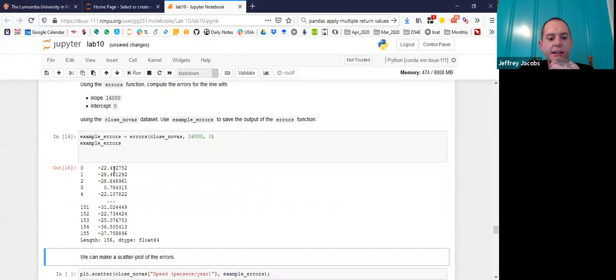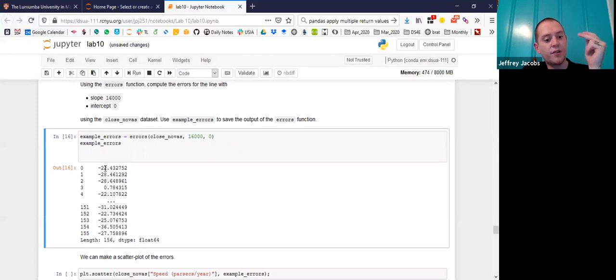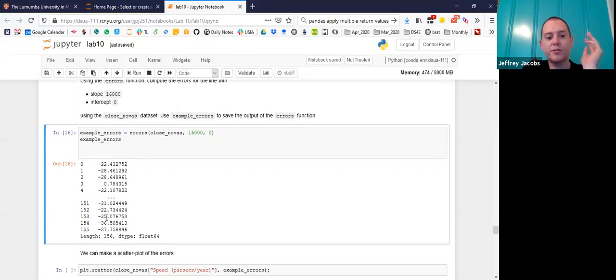All right, so this is saying that for the first point in our data set, it over predicts it by about 22. Second point, over predicts it by 28. Third point, over predicts it by 28. Fourth point does okay. It gets almost exactly right, but you can see that we're over predicting a lot.